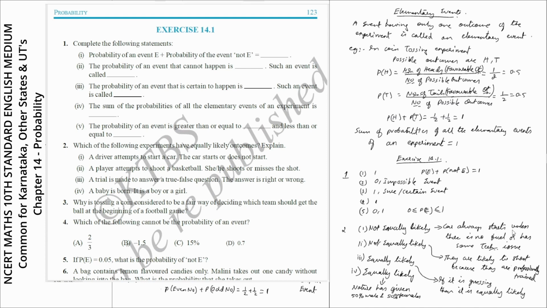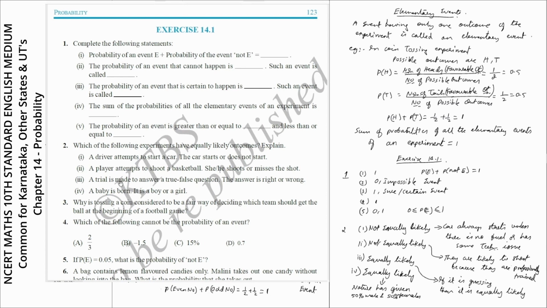But if the condition of the car is good, then whenever the driver attempts to start it, it will always start. Therefore, the event that the car will start and the event that it will not start are not equally likely. It is likely to start always if the condition of the car is good.